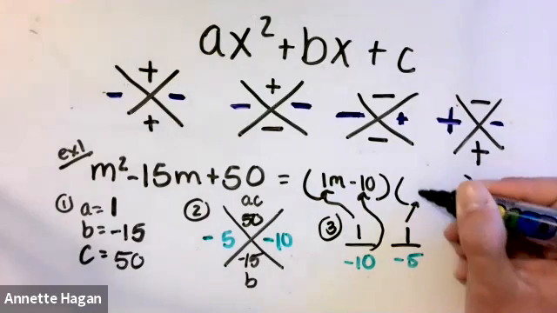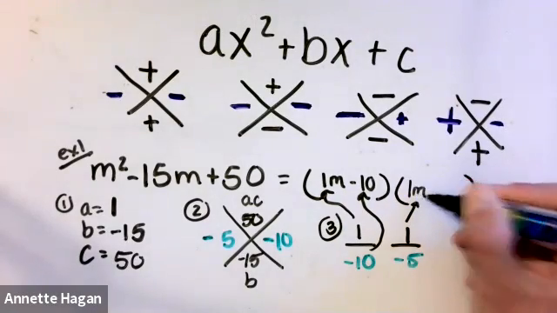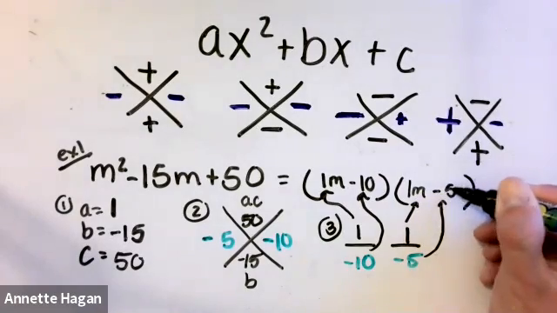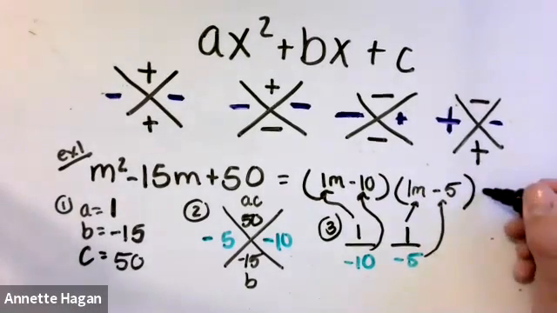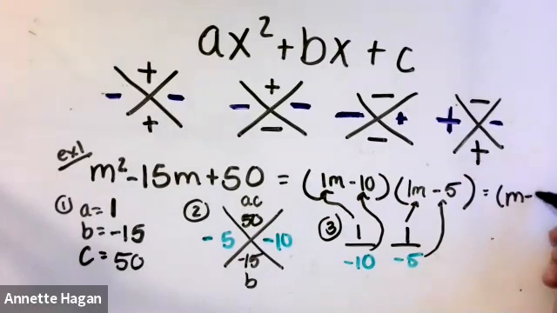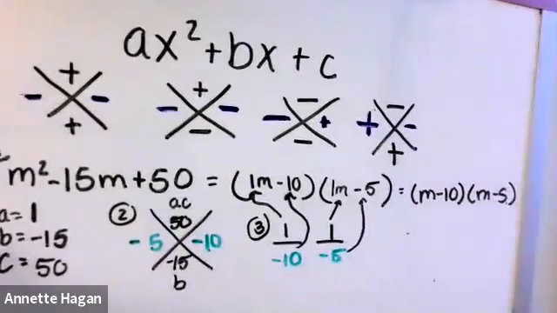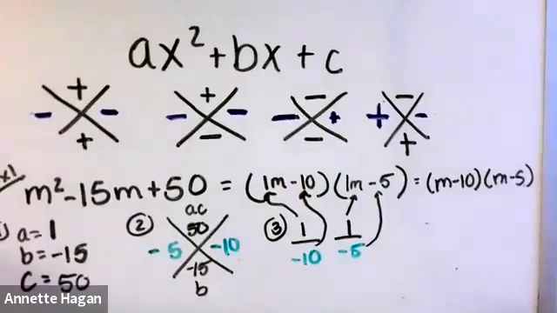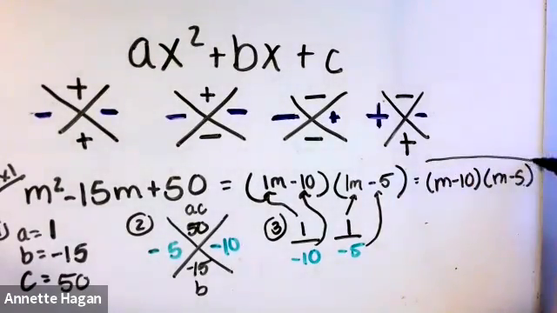This is my next term, and that is 1m. And this is my next term, and that is minus 5. So my answer here is going to be m minus 10 times m minus 5. And the reason I do not write the 1m is it's understood. In math, we understand that that's there. So it's understood to be there. This is my final answer.